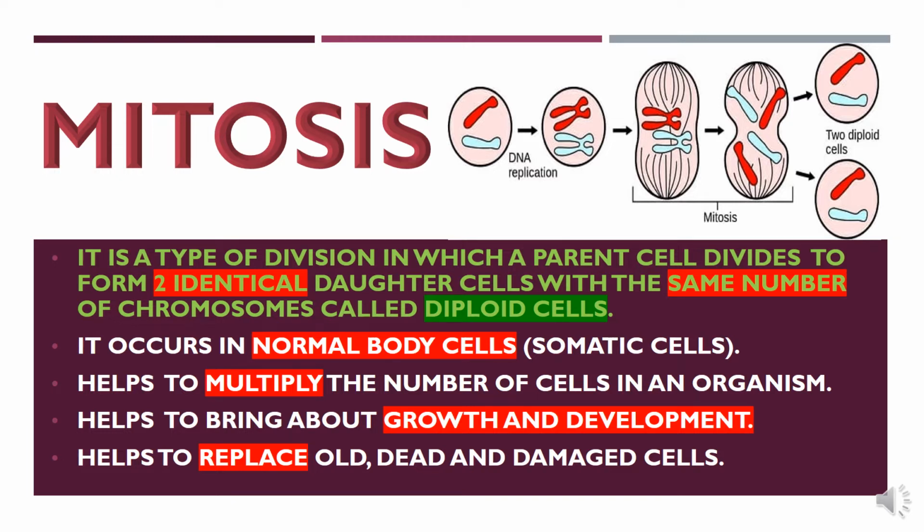And this kind of cell division helps to multiply the number of cells in an organism and to bring about growth and development. एक सेल से मल्टीसेल्युलर ऑर्गेनिजम्स में मिलियन सेल्स जो बनती हैं, they are all because of normal cell division called mitosis. And it also helps to replace old, dead and damaged cells. So let us see the animation of how it takes place.